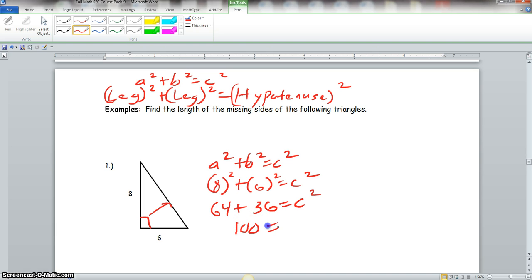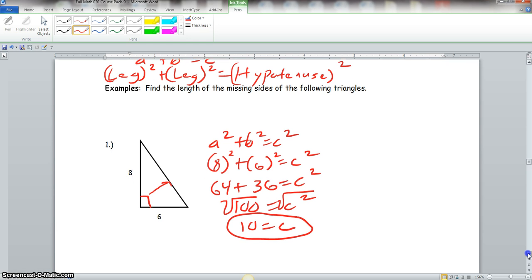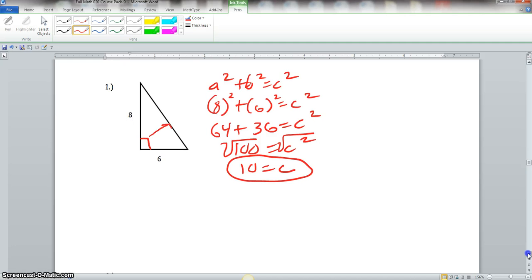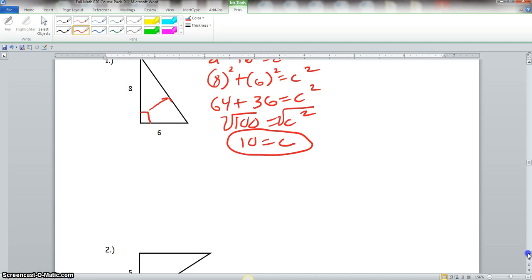64 and 36 is 100, and it equals c squared. So we would take the square root of both sides, and we have 10 is equal to c. So 10 is your hypotenuse. So that was the missing side that we were trying to find. So now we go down here to number 2.